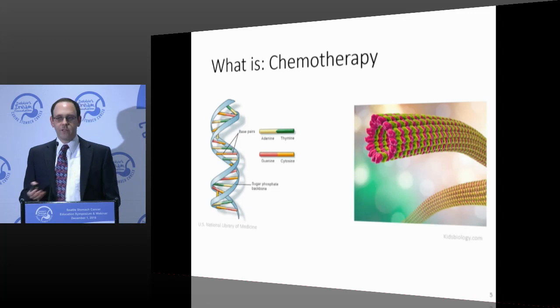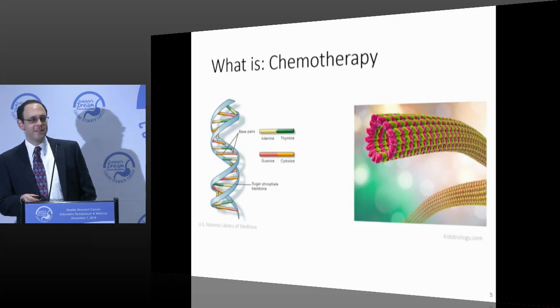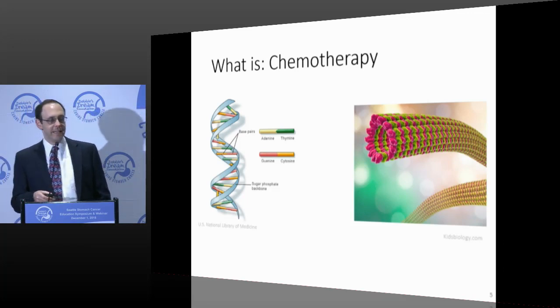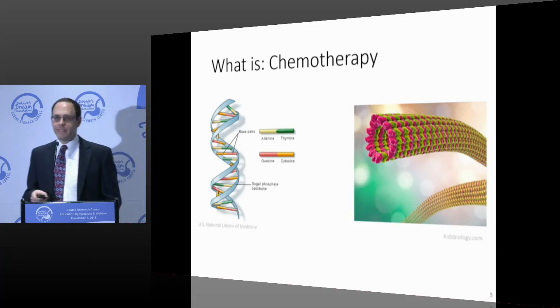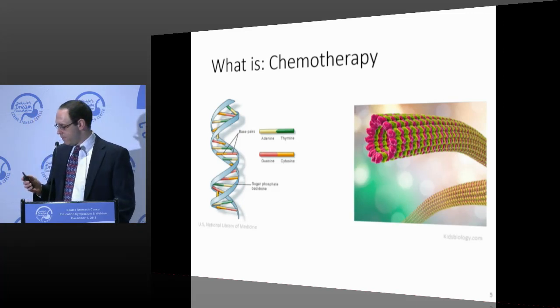To start there, I'm actually going to go back up and talk about cell division and DNA, and this at least gave me an excuse to wear my DNA tie. I'm figuring out how the pointer works.